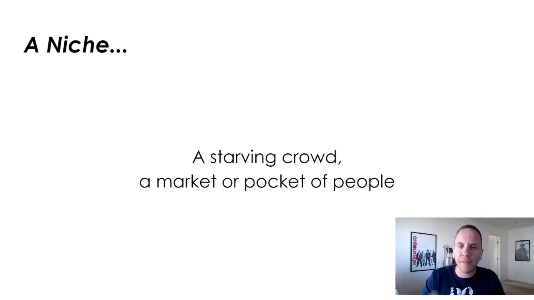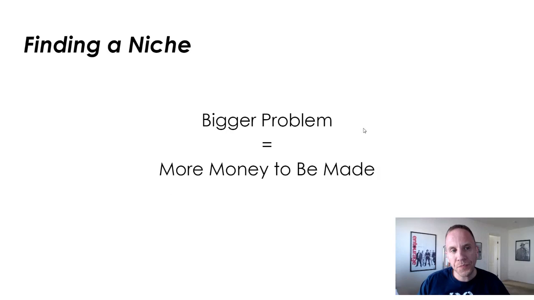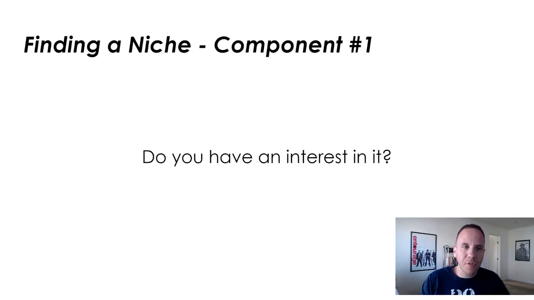So find a starving crowd, being a group of people, a pocket of people with a problem who are desperately, frantically looking for a solution. So finding a niche, as you can see, the bigger the problem, the more money to be made. If someone's 600 pounds and they need to lose weight or they're going to die, they are willing to spend a lot of money, as opposed to someone who has a paper cut. That's a problem, but it's not a big problem. They can put a Band-Aid on it. Problem solved.